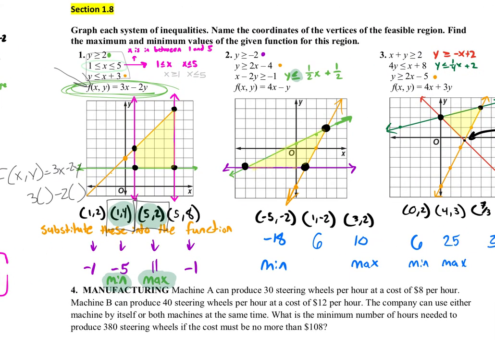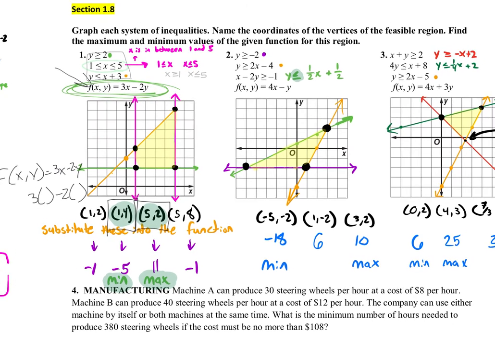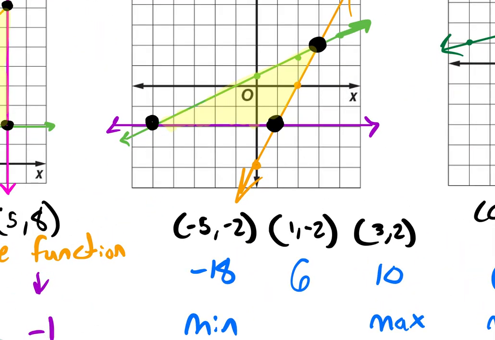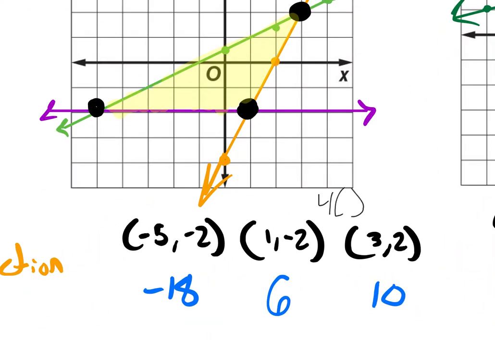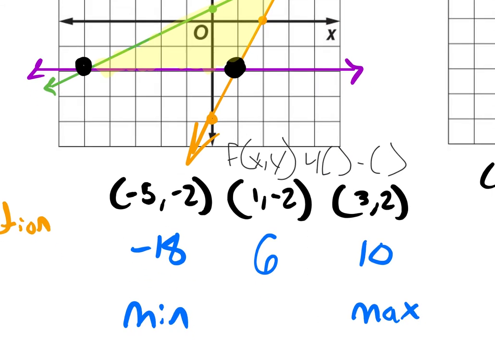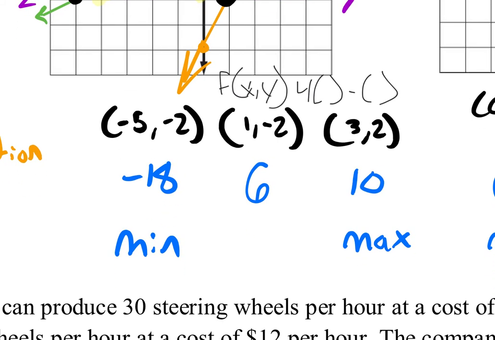Here, when you graph them, you find the crossover points. You can see where all the shadings overlap there in the middle. And when I plug those into their own optimization function, which is this time 4x minus y, they yield us different numbers.